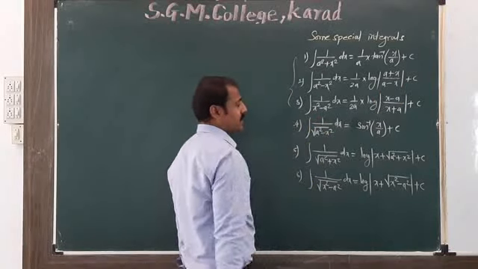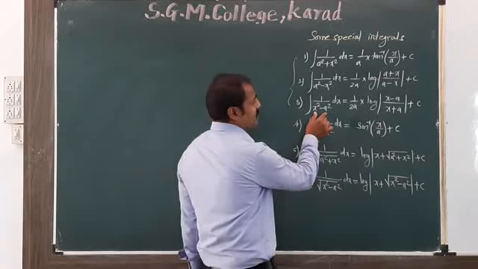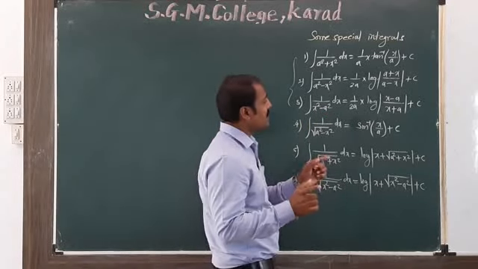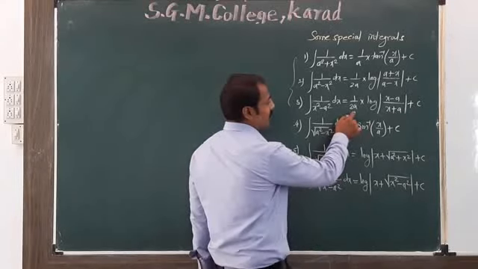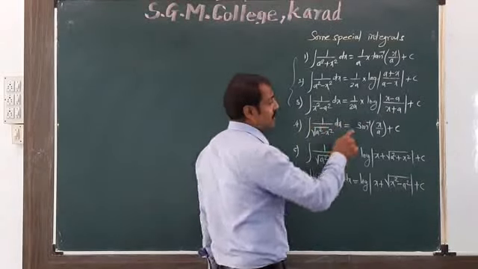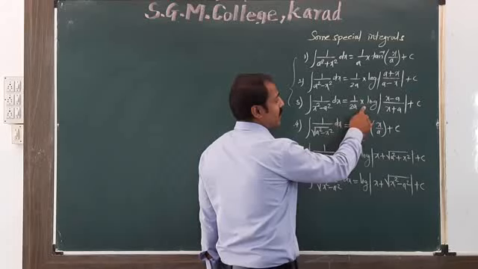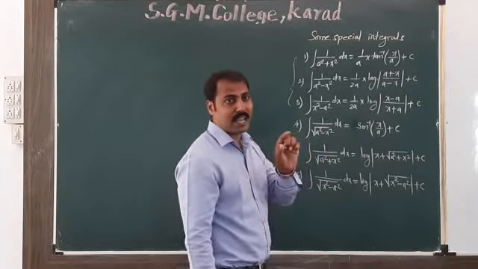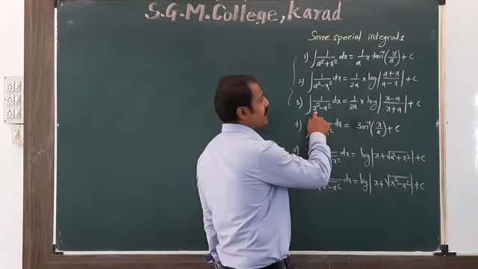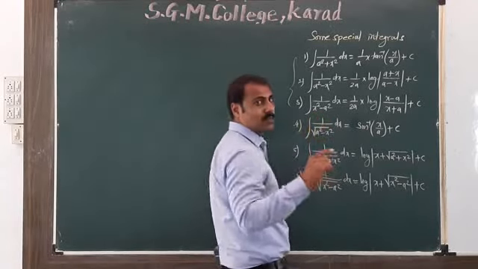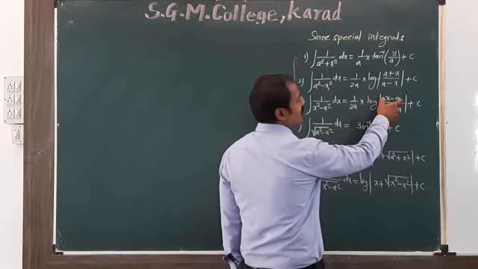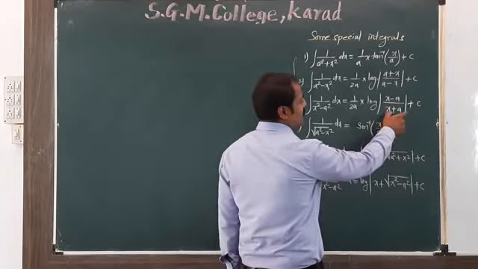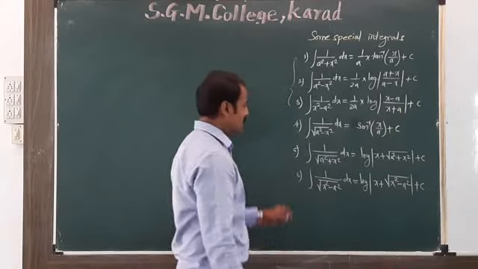In the third formula, x square minus a square can be factorized into two terms, that is, x minus a and x plus a. So two factors are there, and it starts with 1 upon 2a into log of mod of. The two factors are x minus a and x plus a. Since it starts with the variable term x, write the minus factor in the numerator, that is, x minus a divided by x plus a, plus the constant of integration c.